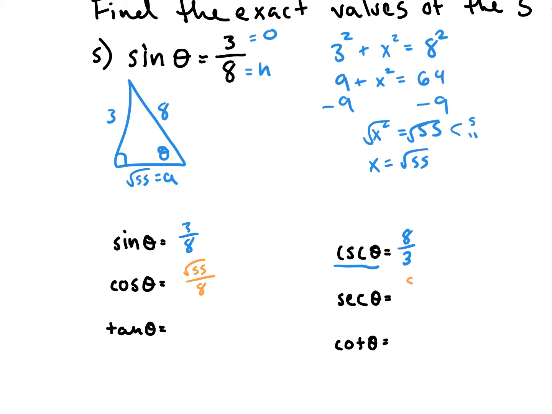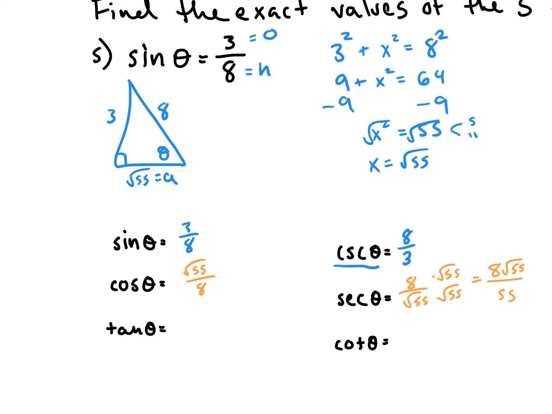Secant would be 8 over square root 55. Have to rationalize, so multiply the top and the bottom by square root 55. So 8 square root 55 over 55. Can I simplify? No. Nope.